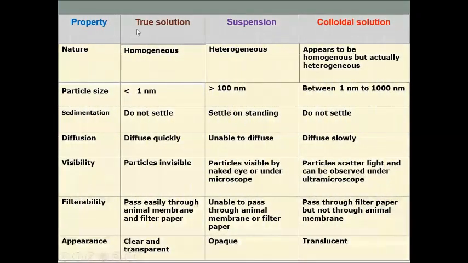Okay, let's now compare the properties of these three solutions, that is true solution, suspension and colloidal solution. Taking the property nature, we know that true solution is homogeneous, whereas suspension and colloidal solutions are heterogeneous. Even though the colloidal solution sometimes appears homogeneous, actually it is heterogeneous. Now when we take the particle size, true solution particle size is less than 1 nanometer, and in suspension it is greater than 100 nanometer. Colloidal solution is between 1 nanometer and 1000 nanometer.